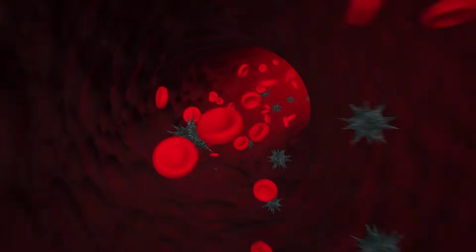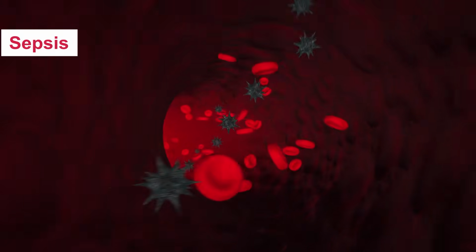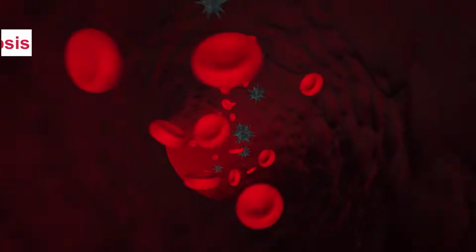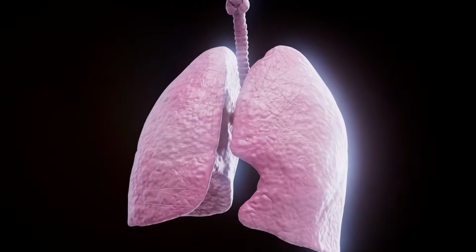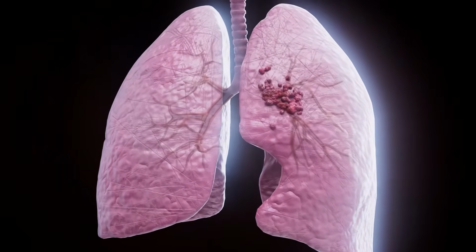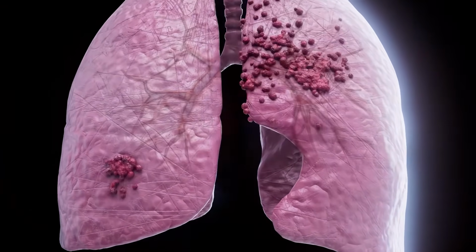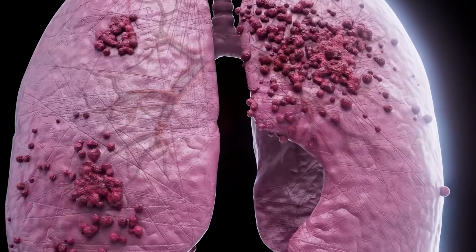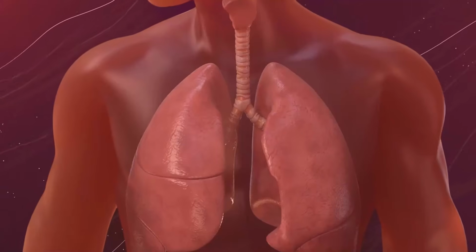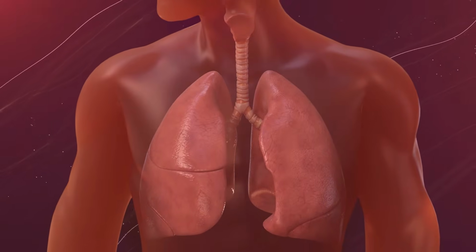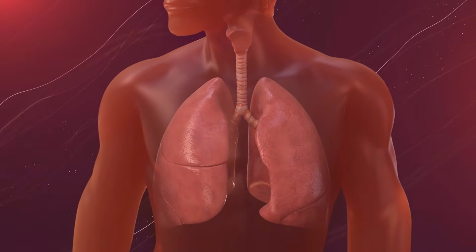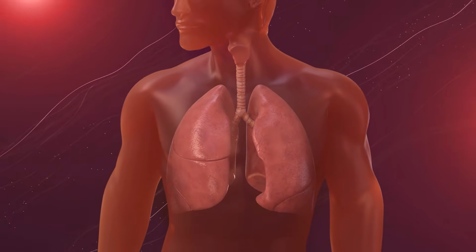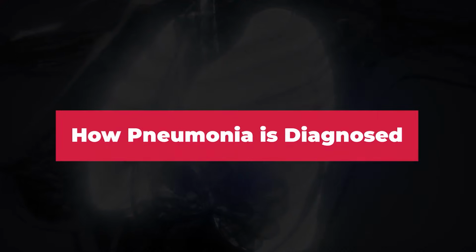If pneumonia becomes severe, the infection may enter the bloodstream, leading to sepsis, a life-threatening condition that can cause shock, organ failure, or death. Fluid may accumulate around the lungs, known as pleural effusion, or pockets of pus can form, known as lung abscesses. In extreme cases, the lungs may fail completely, and the person may require mechanical ventilation in an intensive care unit.